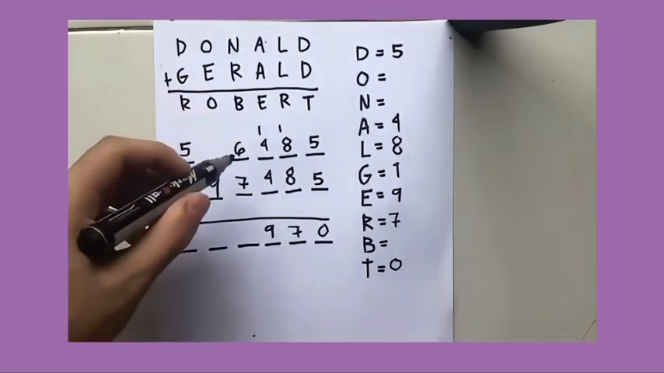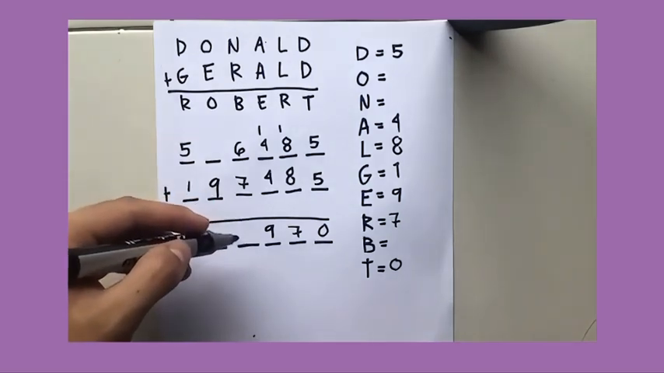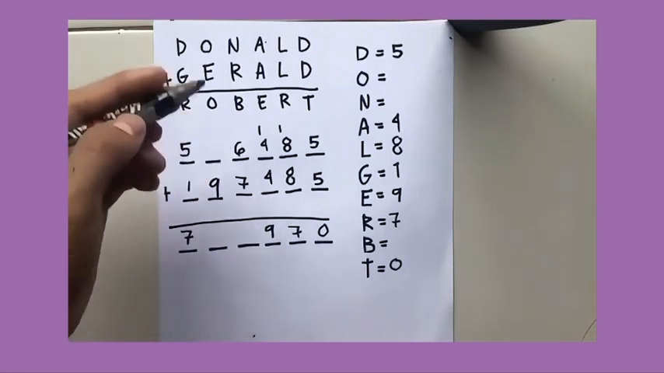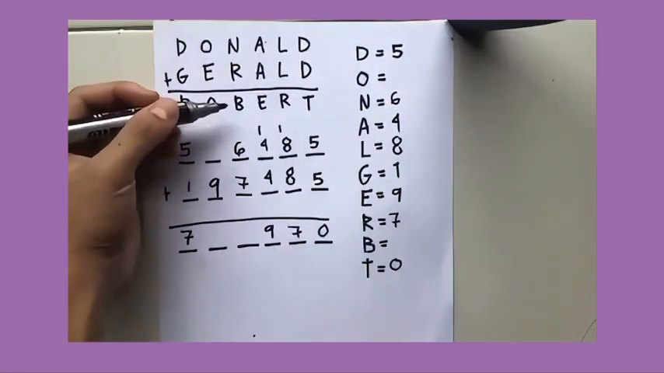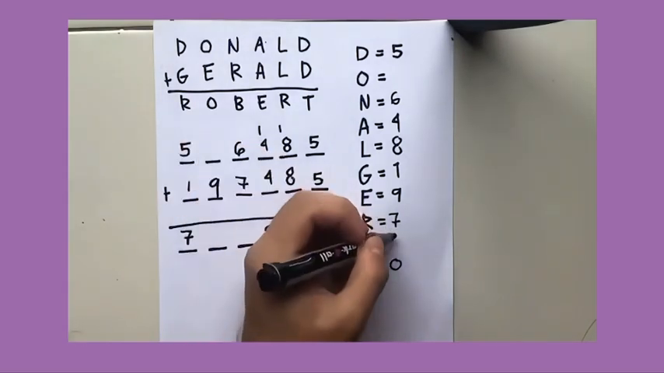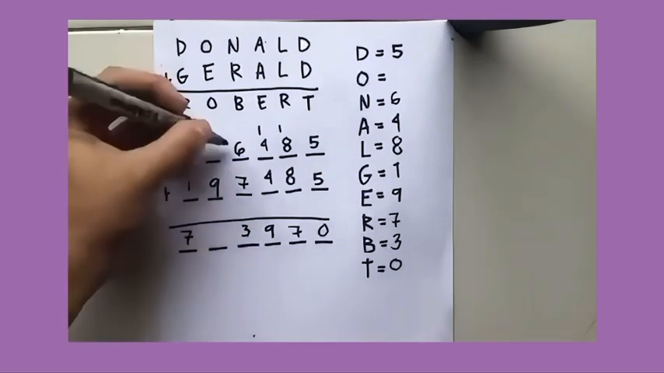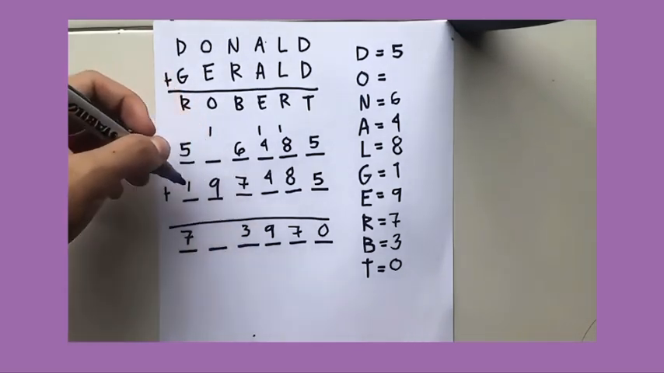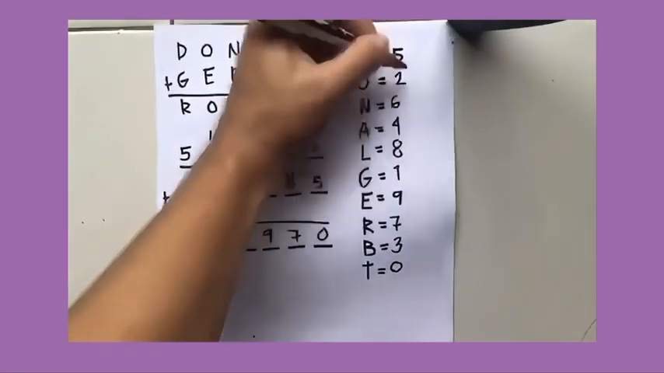If 7 plus 6 is equal to 13, we'll come up with 3. So we don't have 3 yet, and we don't have 6 yet. So N can be equal to 6. And there is a B here. The B can be equal to 3, 3 here, and I carry 1 here because it's 13, 6 plus 7, that is 13. So the remaining number is 2. So we can assume that O is equal to 2.